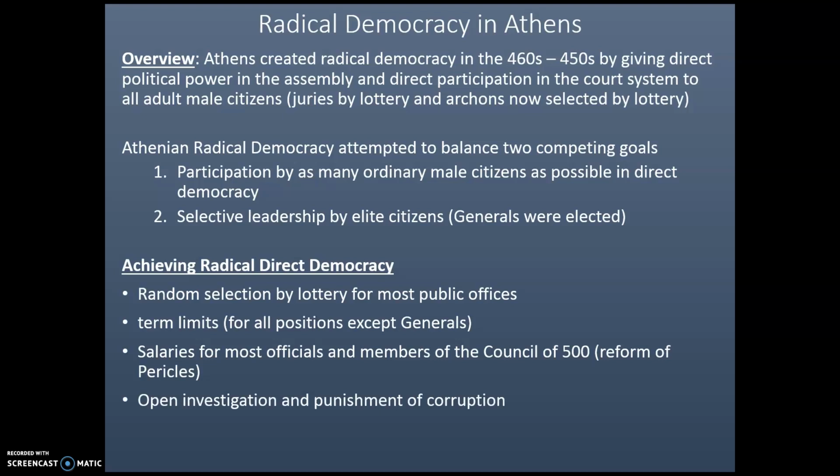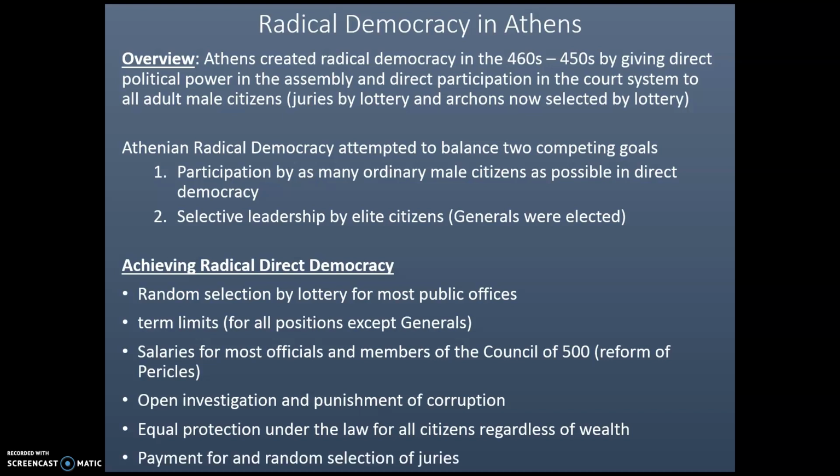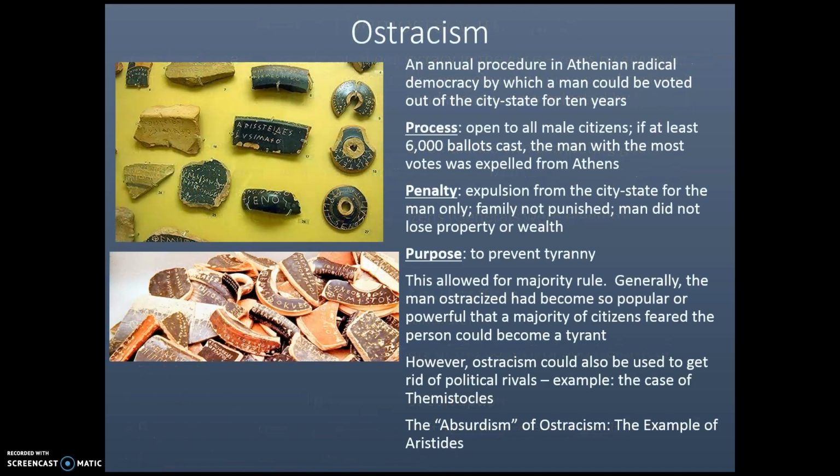Open investigations and punishments of corruption. What do we mean by that? Public hearings, right? And we still do the same thing today. Equal protection of the law. Again, everybody equal in the eyes of the law, not benefiting the wealthiest. Payment and random selection for juries, again, so that you do your civic duty and you get paid for it. You're compensated for your time if you had to take time off work, that sort of thing. And random selection, again. So that's sort of the way we have it today, a lottery system for this.